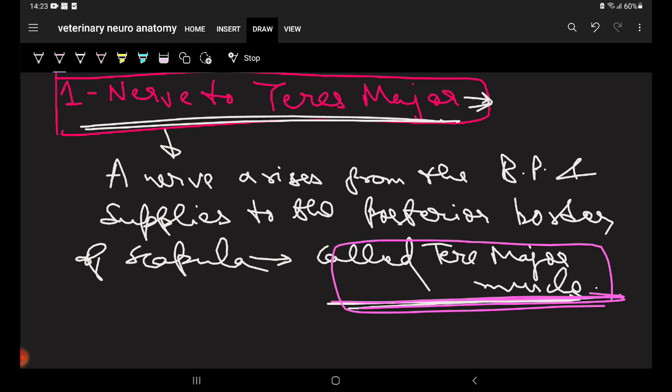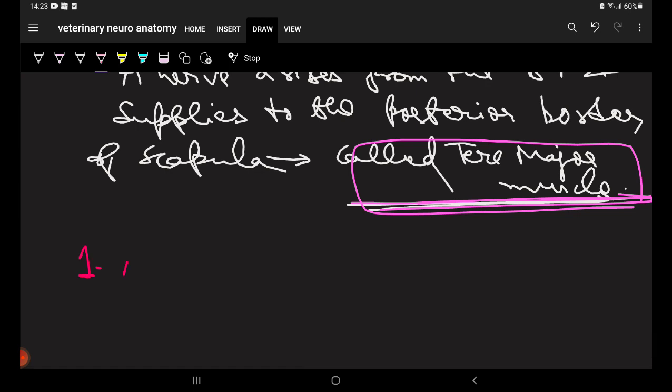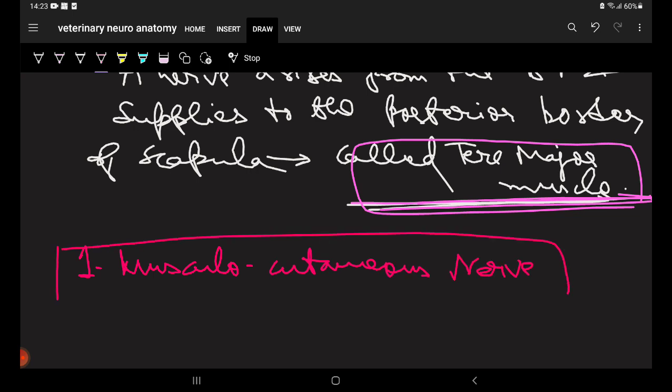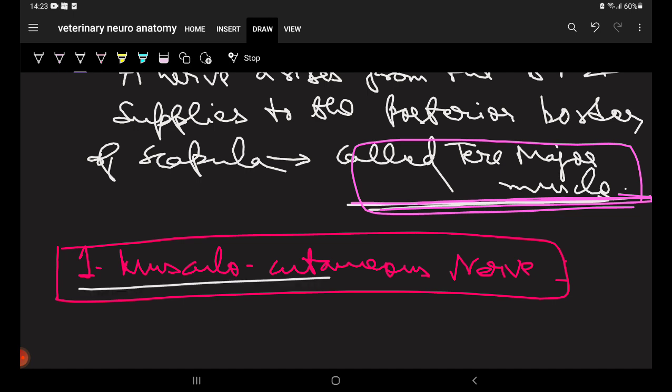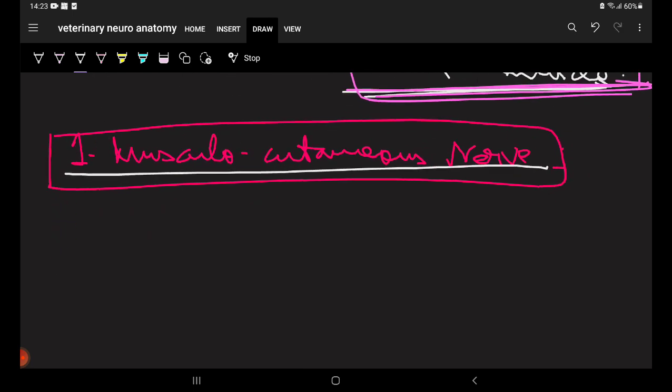Okay. So this was about one nerve to teres major. So next is one musculocutaneous nerve. Okay. So one musculocutaneous nerve. What does this nerve do?